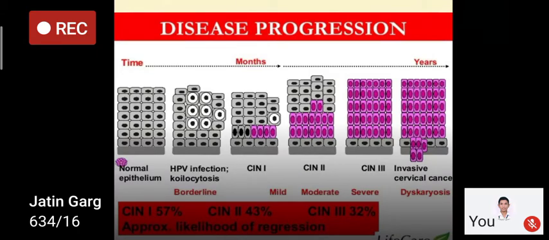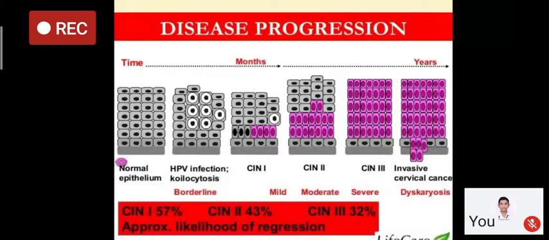And by the immune mechanism, around 57% of CIN1 patients regress to the normal stage, 43% of CIN2 have likelihood of regression to normal cervix, and in CIN3 around 32% regress because of the self immune defense of the body of the females. They regress on their own. Only a few of the patients progress to cervical cancer, which needs to be treated.